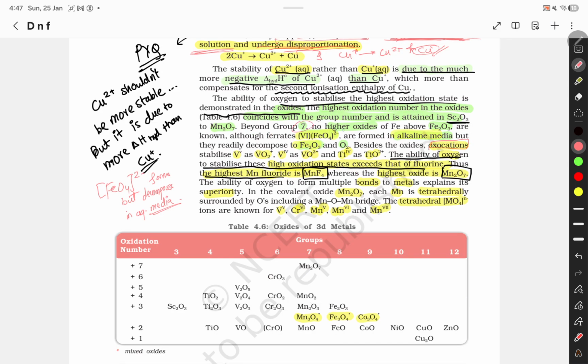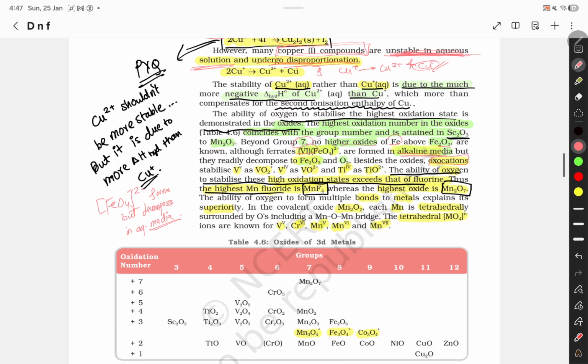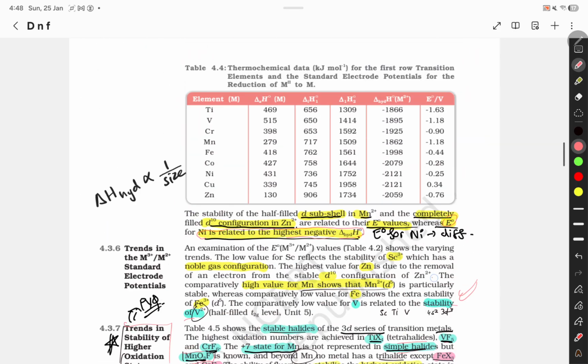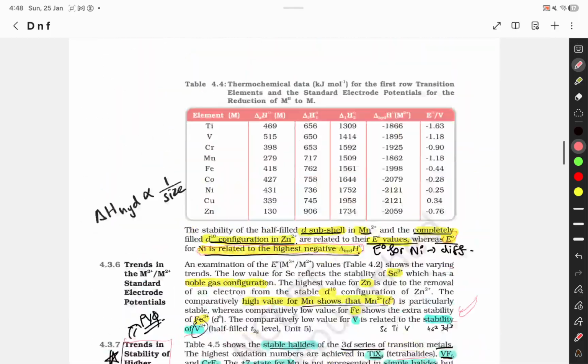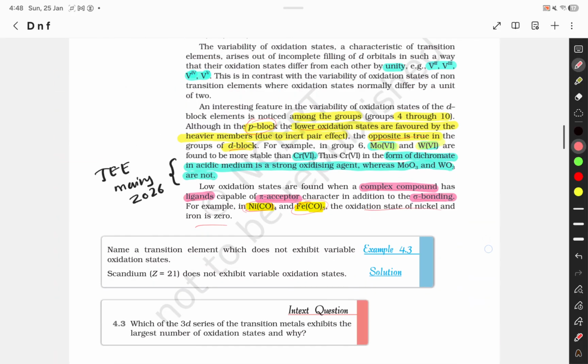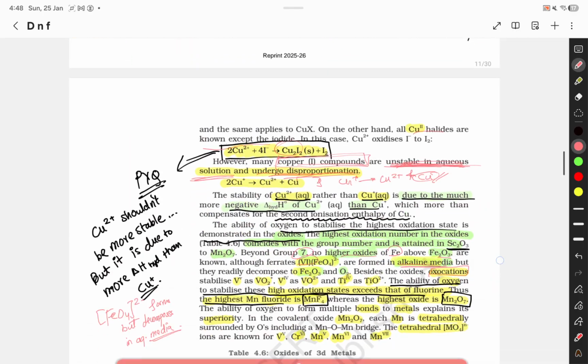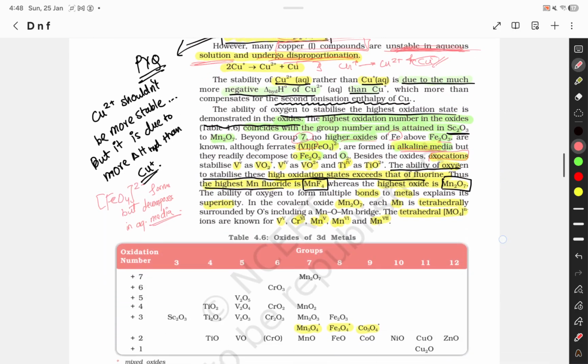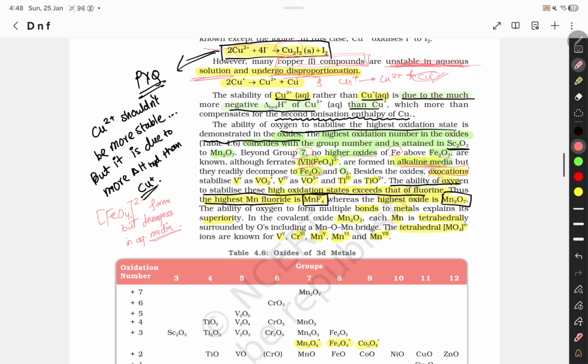See, they said beyond group 7, no higher oxidation oxides other than Fe2O3 are found. All right. But FeO4 2 minus is formed in alkaline media, guys. Please remember this. FeO4 2 minus is formed because Fe6 plus is also a possible state for Fe. It's written over here, guys. It's a very, very missed point that Fe6 plus exists. So FeO4 2 minus will also exist. All right, so that decomposes to Fe2O3 and O2.